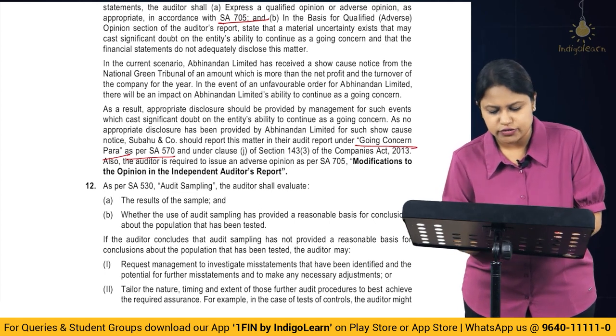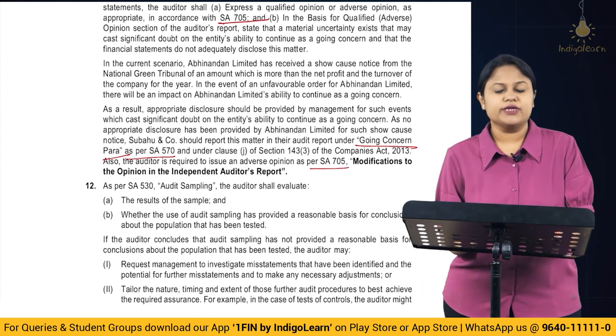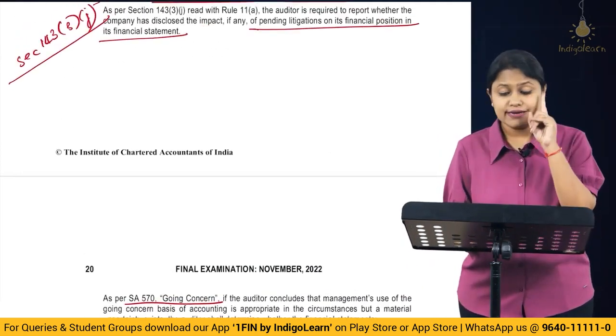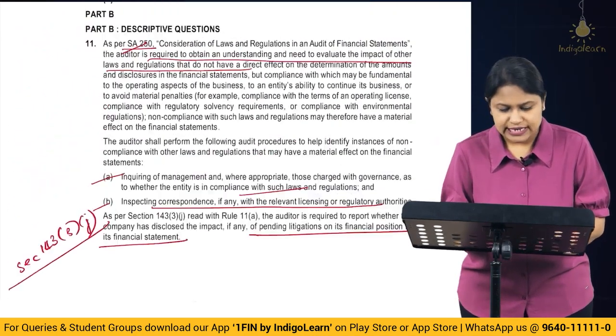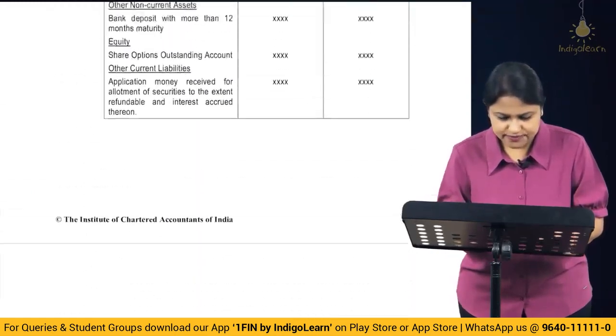Also, the auditor is required to issue an adverse opinion as per 705, that is modification to the opinion in the independent auditor's report. Alright, one question highlighting so many pointers. So, all of them become very, very important. Clear? Then, let's go back to the questions again.